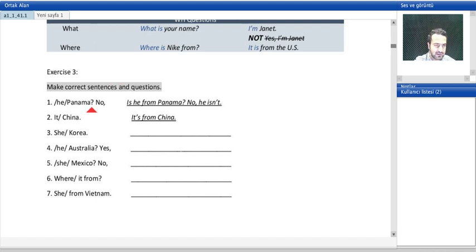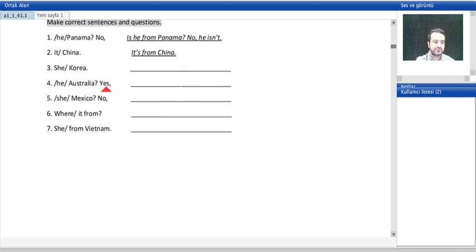Take a look at here. We have a question mark. So when we have a question mark, it means we need to make a question. But when we don't have a question mark, it means we don't have to make a question. It's just a statement. Okay, Korea, Australia, Mexico, we have answers. You have to answer them for yes, no questions.